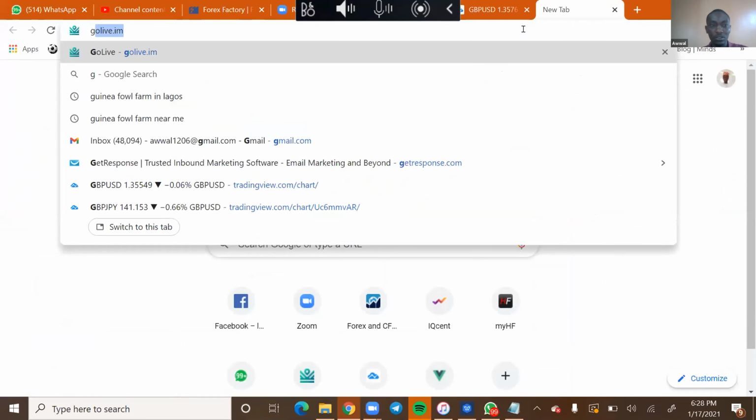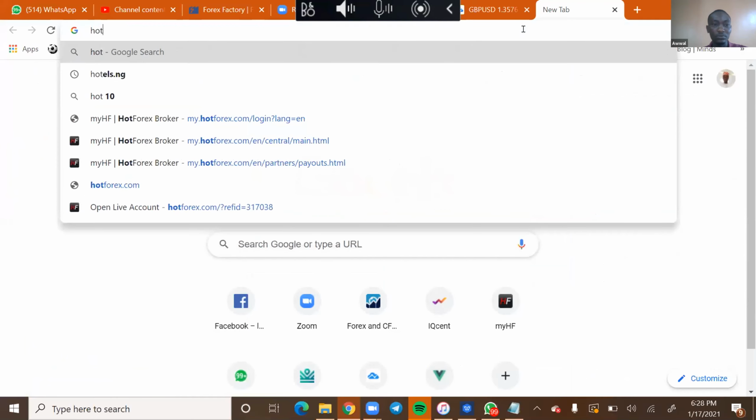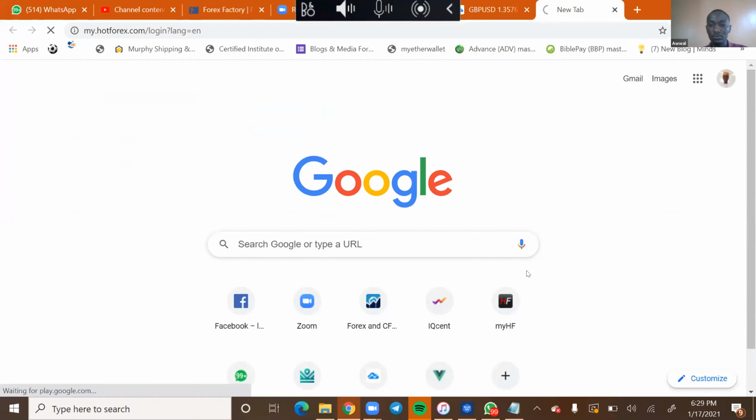Tradingview.com. That is what I use to do my analysis, although you can download the MT4 platform to your system. Let me show you guys. If you go to hotforex.com, you can download the MT4 for laptop or system. So if you go to hotforex.com, you can wait for that to load.